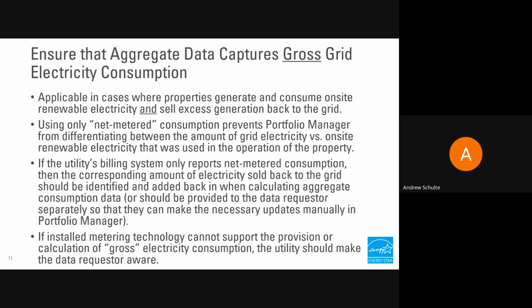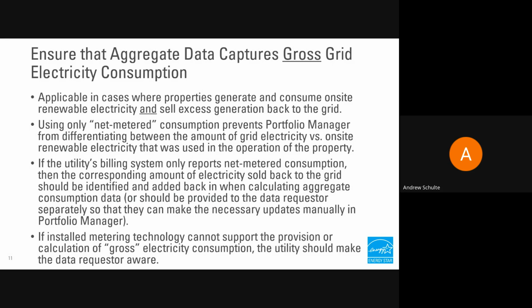So in short, we recognize that a lot of utilities might be prioritizing the net consumption value on their invoices, or maybe their billing system only deals with net consumption. But the important thing to note here is that that's not going to be sufficient for Portfolio Manager, right? It's gross consumption that needs to be captured in aggregate whole building data.